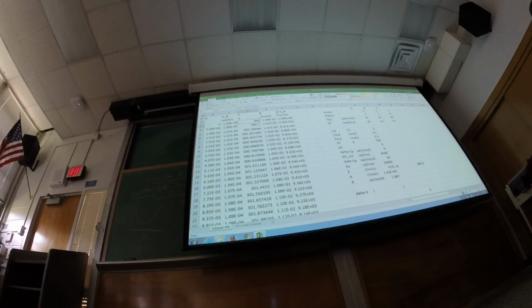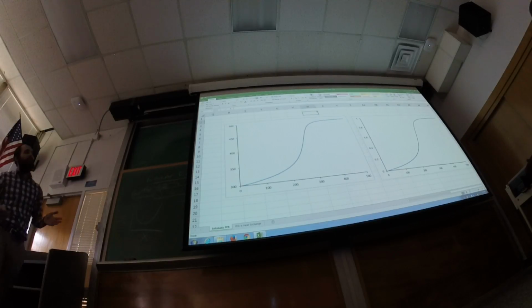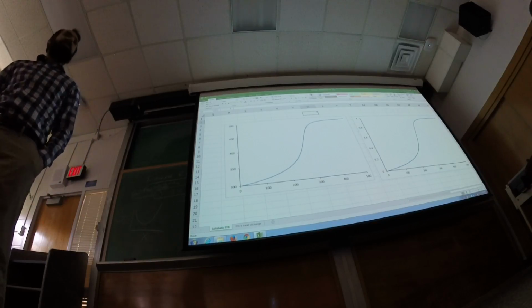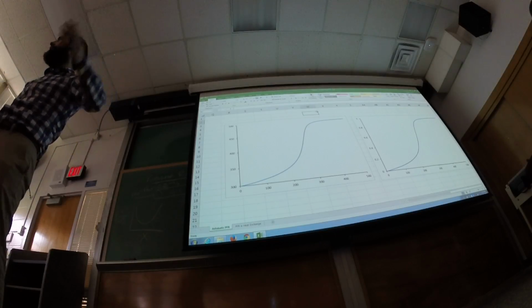Okay, so let's first look at the temperature profile and conversion profiles. What do you notice? They have the same shape, right? I can superimpose these two. Does that make sense to you?